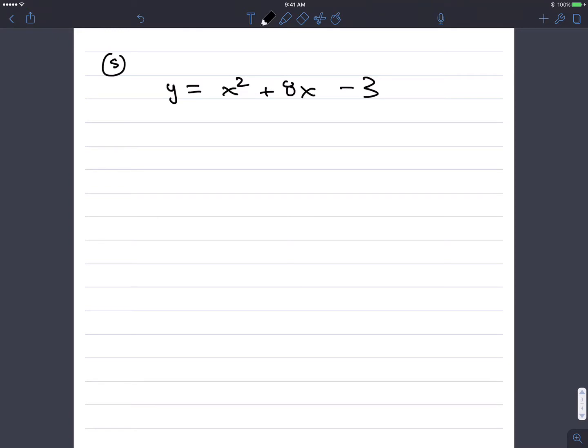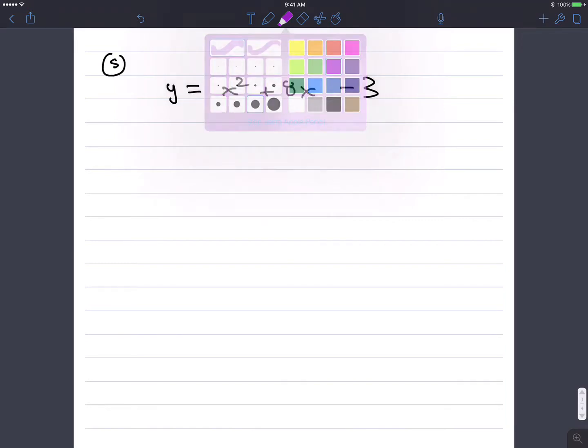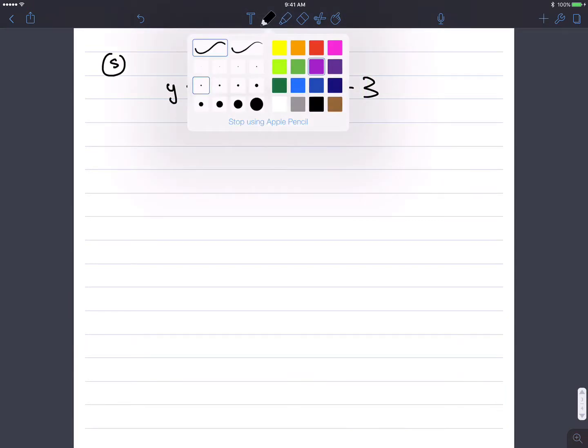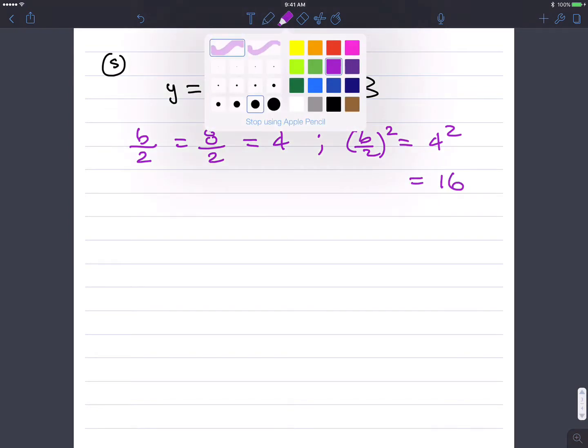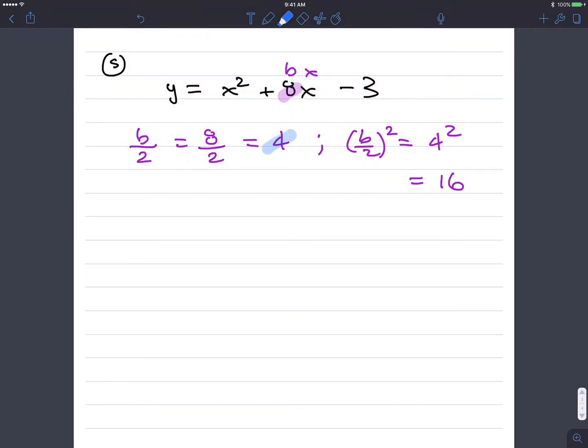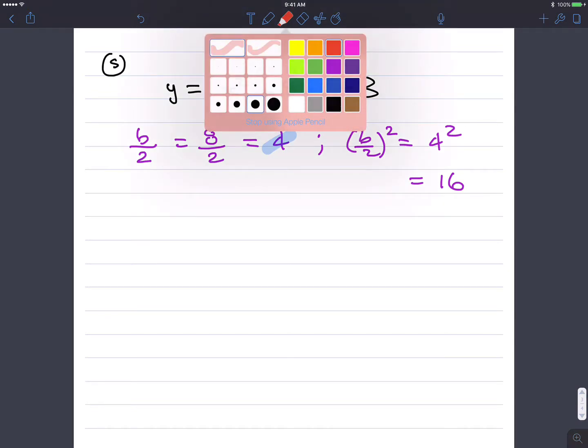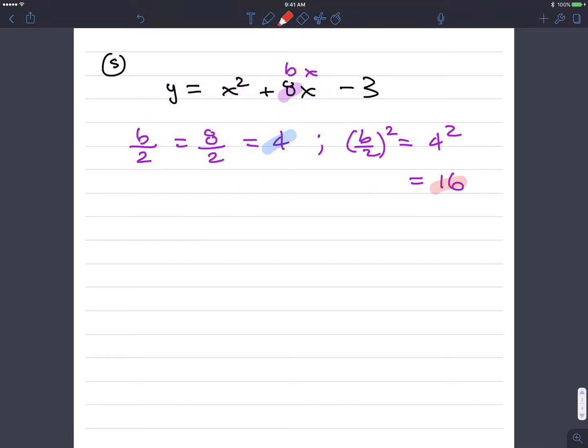Again, we're going to focus on this b value. I know I have a bx term. Here my b is 8, so I'm going to take b and divide by 2. 8 divided by 2 is 4. I'm going to square this, and 4 squared, we know, is 16. I'm going to use this positive 4 eventually, but immediately I'm going to use the positive 16.